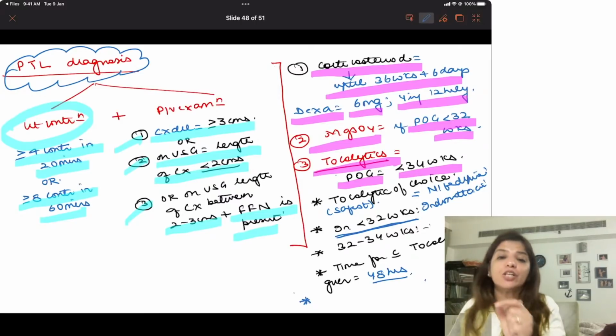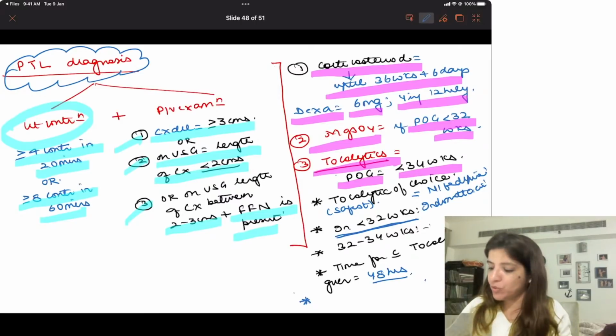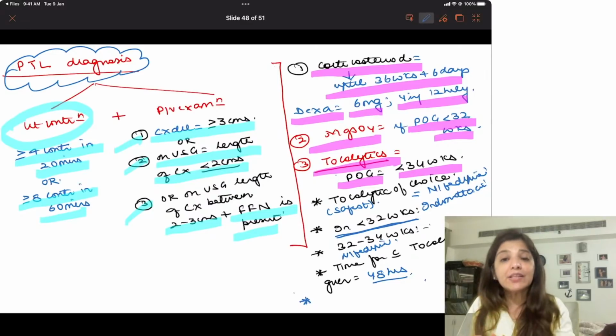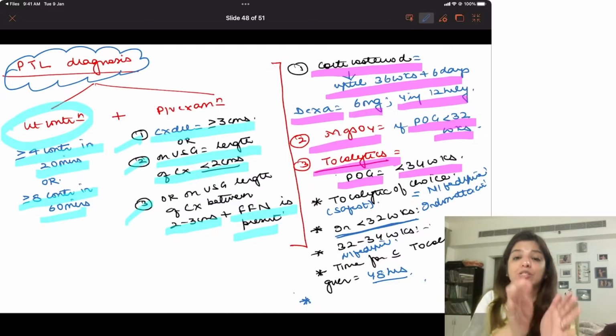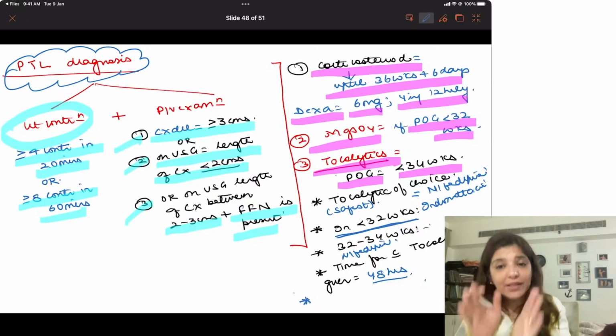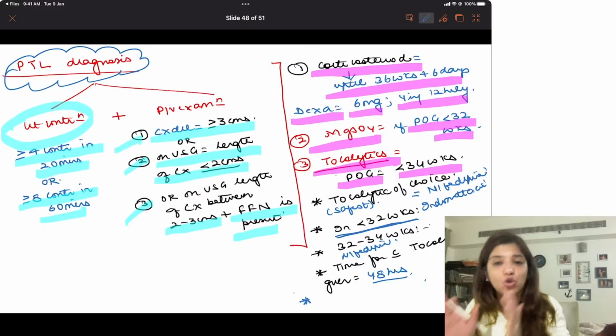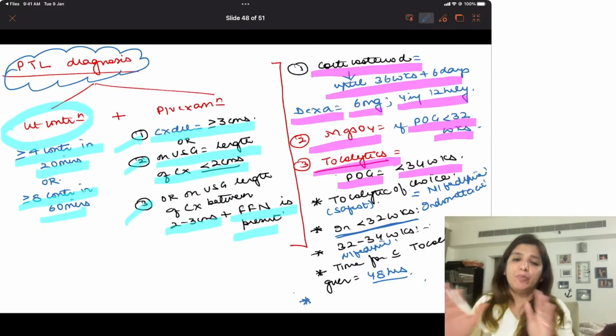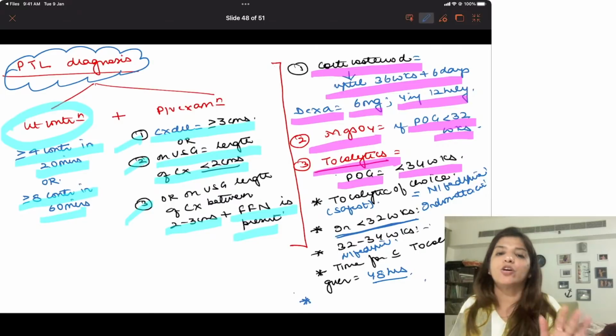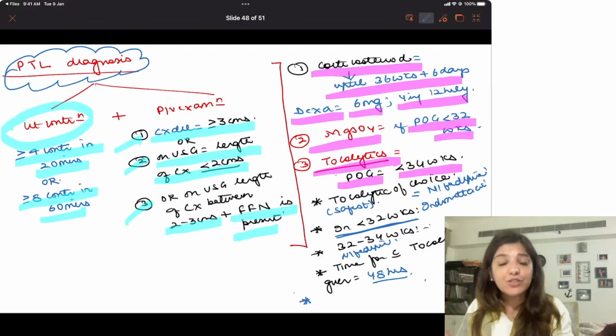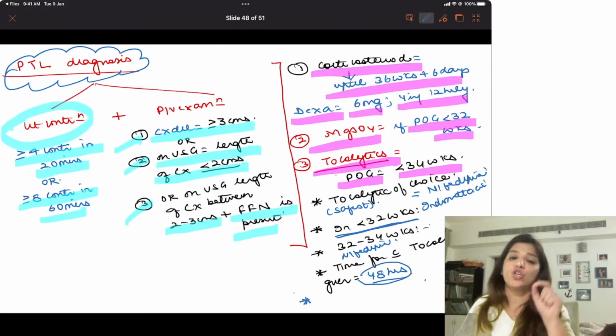Now, between 32 to 34 weeks, the only choice which we have is nifedipine. Less than 32 weeks, you can use indomethacin, you can use nifedipine. Between 32 to 34 weeks, you have to use only nifedipine. So, tocolytic of choice always is nifedipine. A blanket question, tocolytic of choice is nifedipine. Safest tocolytic, nifedipine.